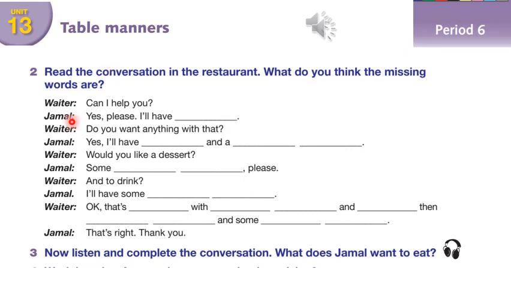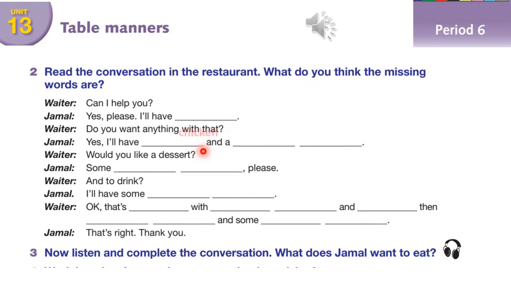Can I help you? Yes, please. I'll have chicken. Anything with that? Yes, I'll have potatoes and a tomato salad. Would you like a dessert? Some ice cream, please. And to drink, I'll have some orange juice. Okay, that's chicken with tomato salad and potatoes. Then ice cream and some orange juice. That's right. Thank you.